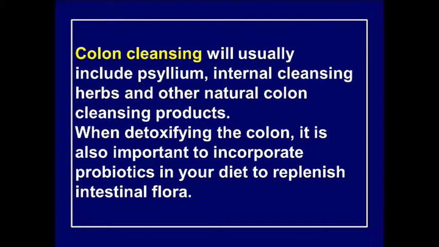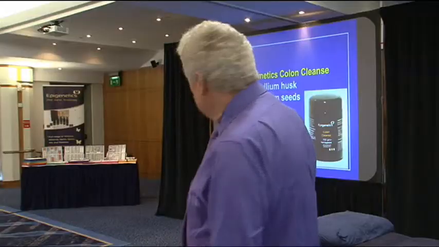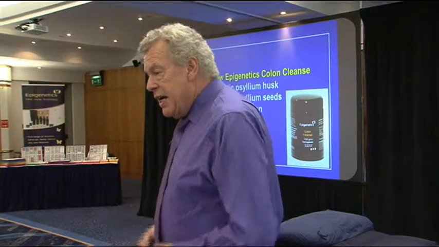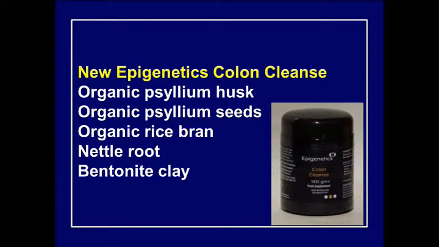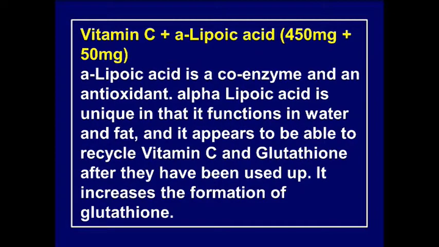Keeping your gut clean is important in all malignancies, and that's the colon cleanse that we do, which is psyllium husk, psyllium seeds, organic rice bran because of the danger of arsenic, so always avoid rice bran if it's not organic. Nettle root, again that should be organic nettle root, is in bentonite clay. That's the immune formulas. Let's see what else.